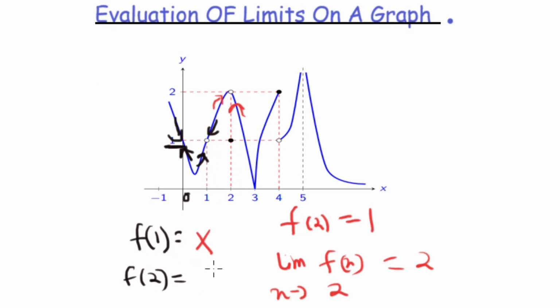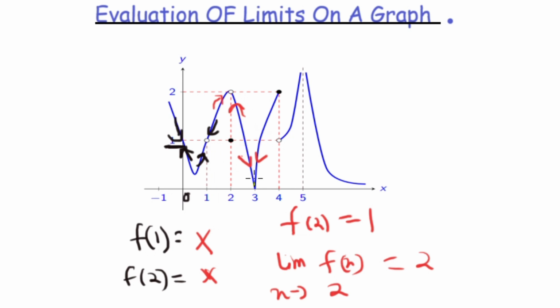Now let's consider x equal to 3. Approaching from the left and from the right, we notice that we obtain 0. The value of the limits as we approach from the left and the right hand side is actually taken on the y-axis, right?